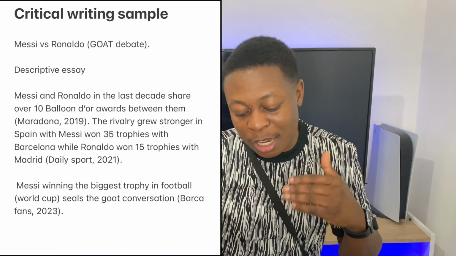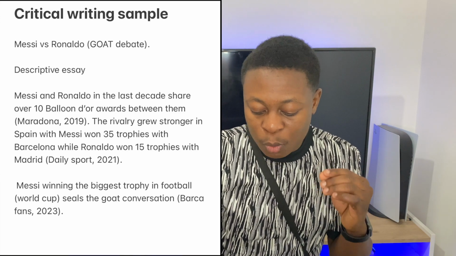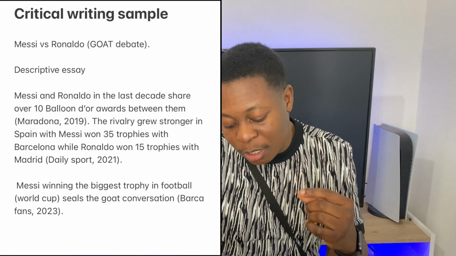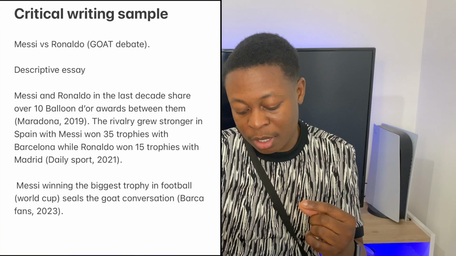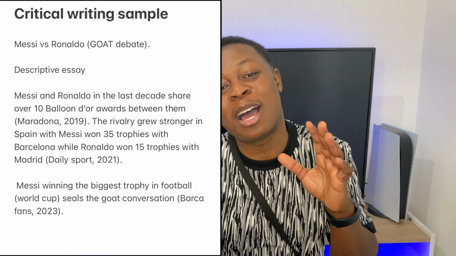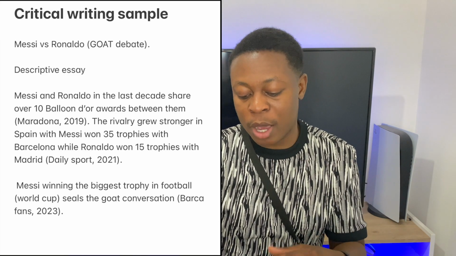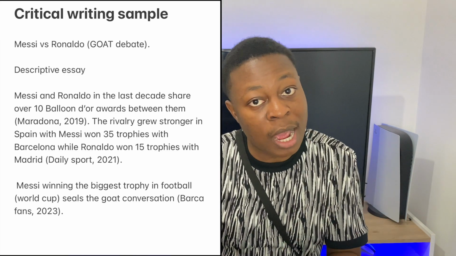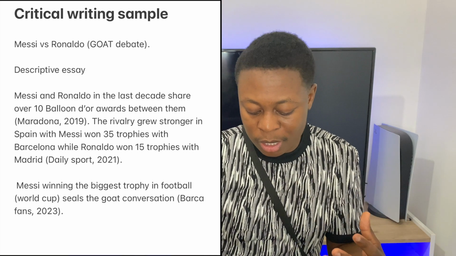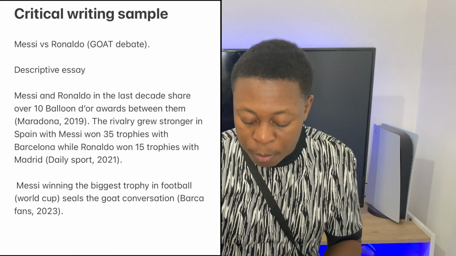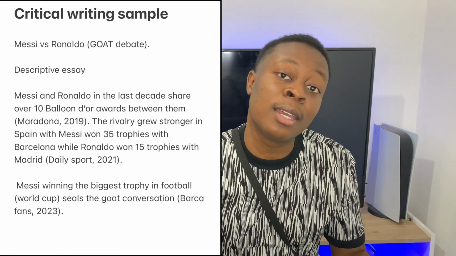You can see, these are just basic facts. Messi winning the biggest trophy in football, the World Cup, seals the GOAT conversation, Barca fans, 2010. Listen, I'm bantering Barca fans. The point here is that you made a conclusion, fair enough, but it doesn't give an in-depth analysis. And of course, the sources are decent, but we probably need more sources. So this is going to be a problem if you just conclude in your essay this way.